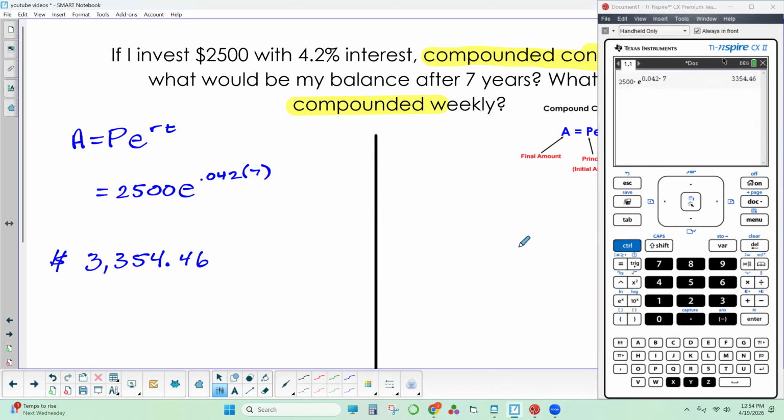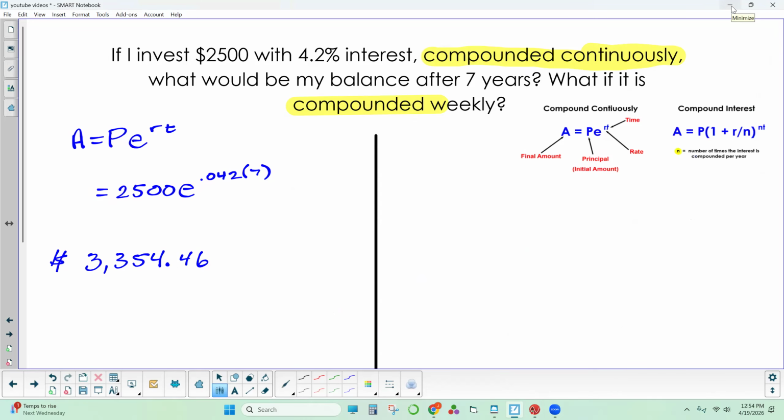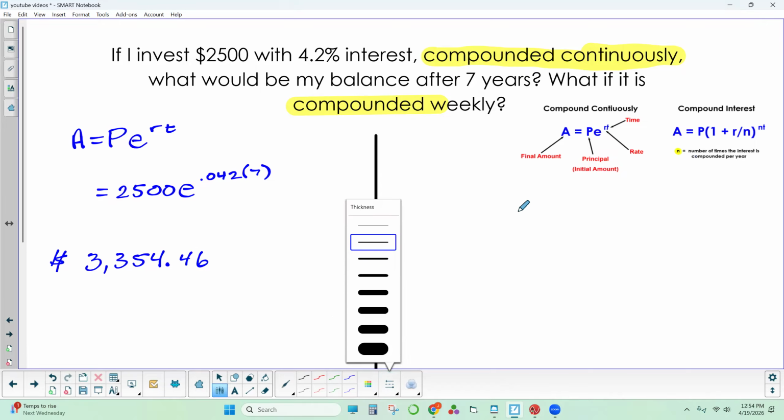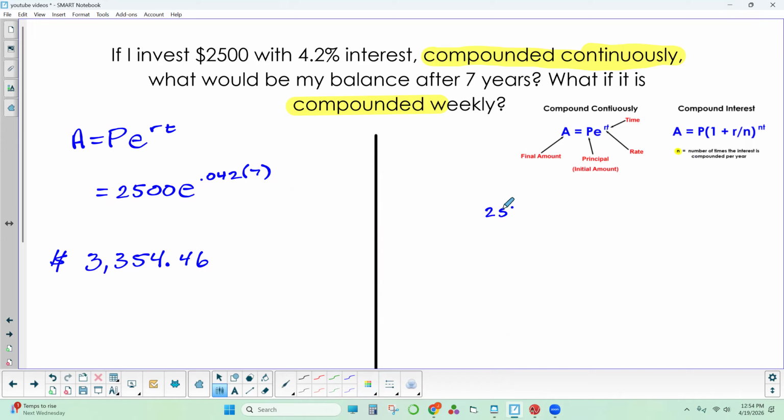Okay? All right. Now let's look at the second one here. So it's the same information, except now we're going to look at it being compounded weekly. So we're going to take 2,500, and this time we're using the compound interest formula, so we're going to multiply that by 1 plus our rate, which is 0.042, divided by n, which is the number of times it is compounded. Well, if we're compounded weekly, there's 52 weeks in a year, so that's going to be 52.